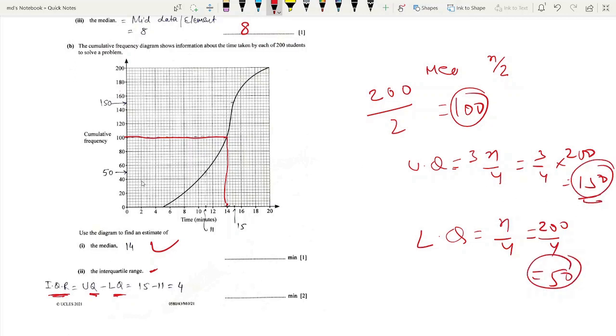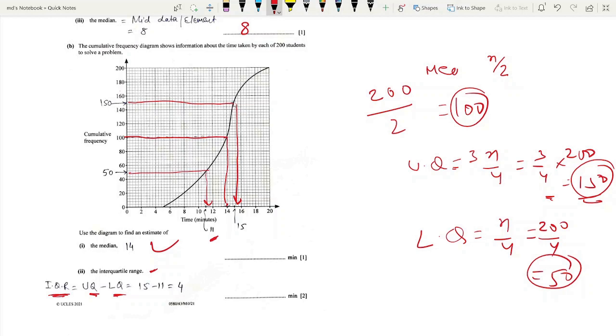So let's check. For lower quartile, this is 20, this is 40, 60, 50 will be here. So again, draw a horizontal line. It will intersect your curve somewhere, and then you will draw a vertical line. So that will be your lower quartile, which is 11. Okay. And for upper quartile, we have to find the value of the 150th position. So this is 140, this is 160, 150 will be here. You will draw a horizontal line like this, and then you will draw a vertical line. It will intersect.